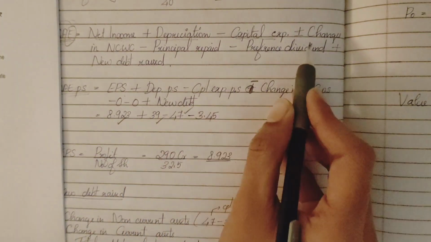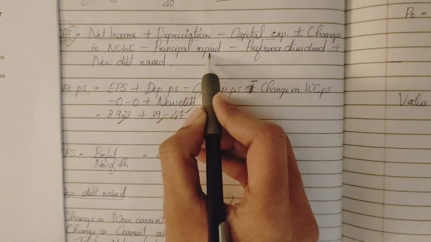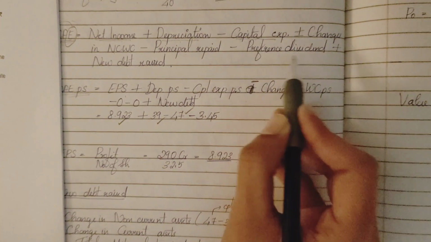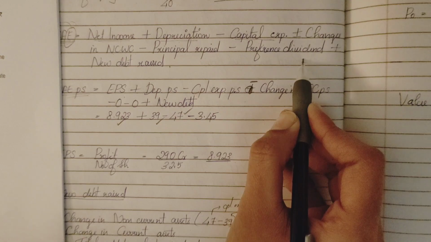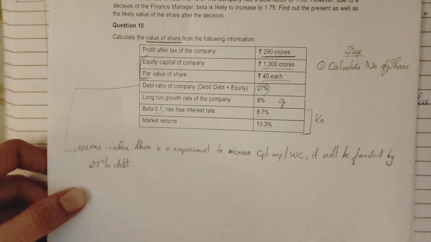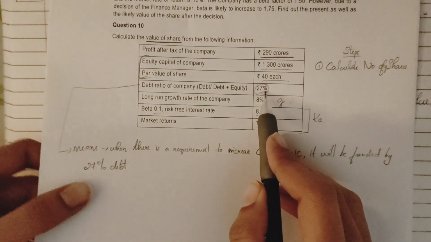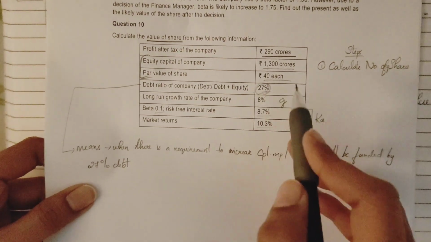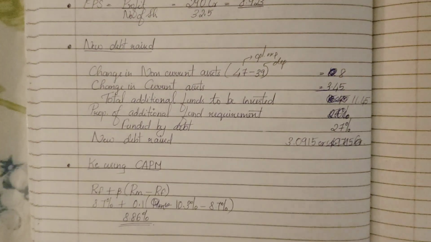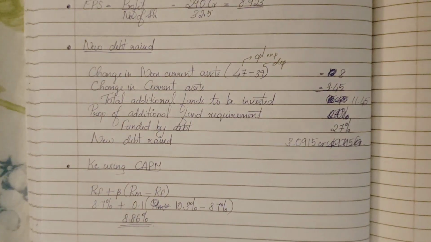Okay, then principal repaid. So there is no principal repayment to debenture holders. Preference dividend also there is no dividend paid. Then new debt raised. Capital expenditure അല്ലെങ്കിൽ working capital increase ചെയ്യണമെങ്കിൽ 27% debentures വഴിയാണ് റേസ് ചെയ്യുന്നത്. So obviously there is an increase in capital expenditure and working capital. So new debt is raised. So we can calculate the new debt raised.